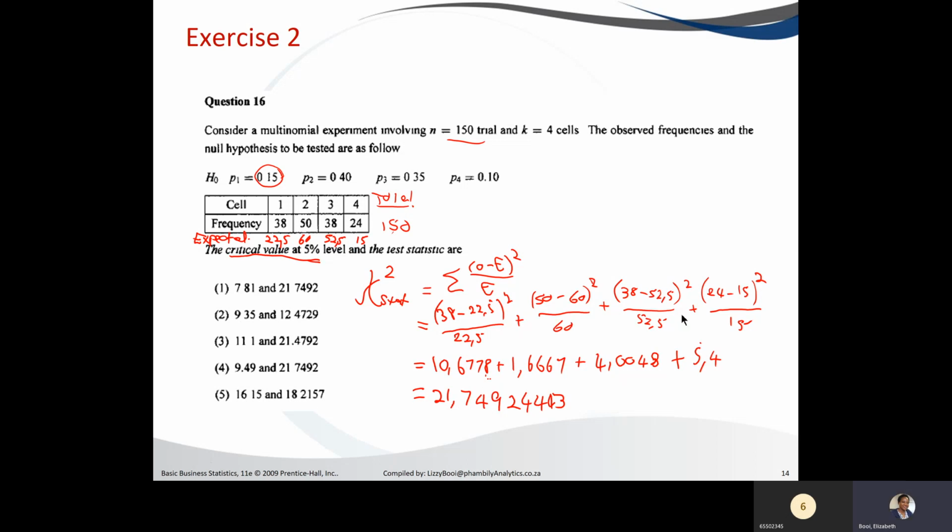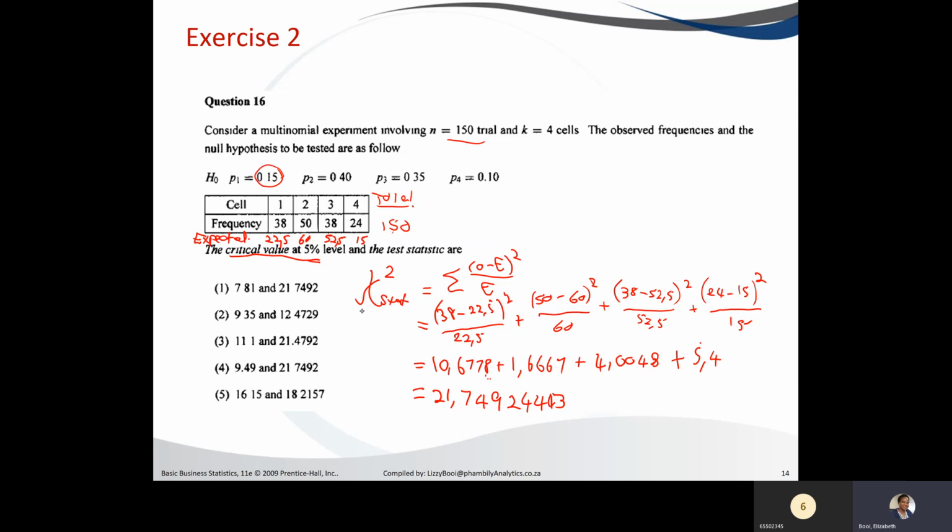Do you have the same answers as me? Yes, same answer. When you do the calculations, please pay attention to the number of digits that you leave. Don't round off quickly, like I have rounded off there.